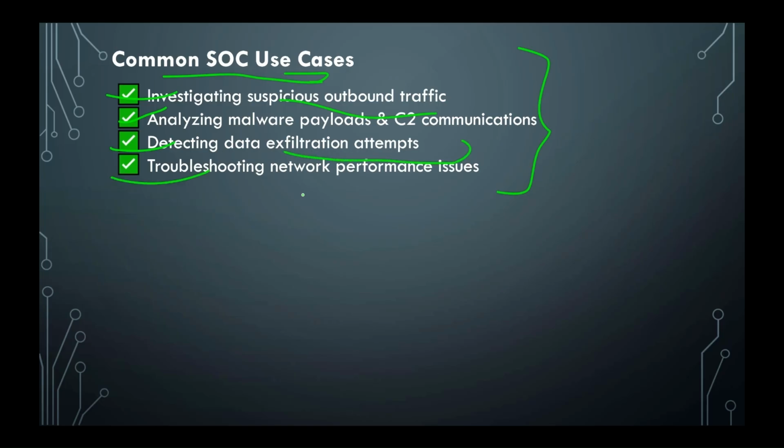Troubleshooting network performance. Wireshark is not just for security, it is also a great tool for troubleshooting network issues. For example, if users are reporting slow network performance, you can capture traffic and look for packet loss, high latency or errors in the communication, and analyze the TCP handshake to see if there are any issues with the connection or network congestion.